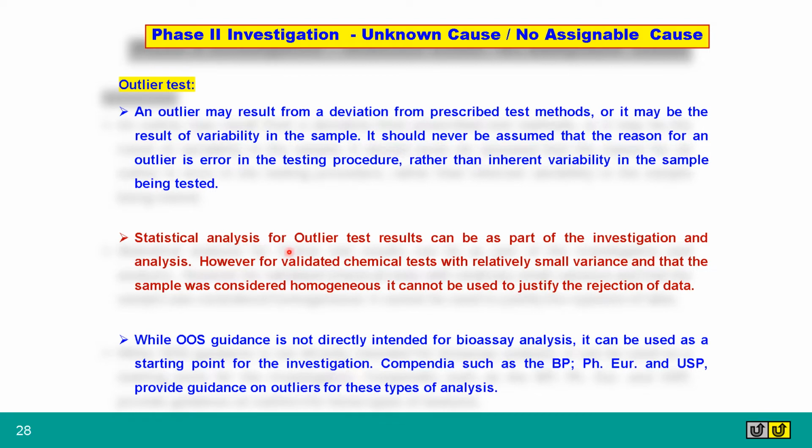Statistical analysis for outlier test results can be used as part of the investigation and analysis. However, for validated chemical tests with relatively small variance, and where the sample was considered homogeneous, it cannot be used to justify the rejection of data. While OOS guidance is not directly intended for bioassay analysis, it can be used as a starting point for the investigation. Compendia such as the BP, PH EUR and USP provide guidance on outliers for these types of analysis.